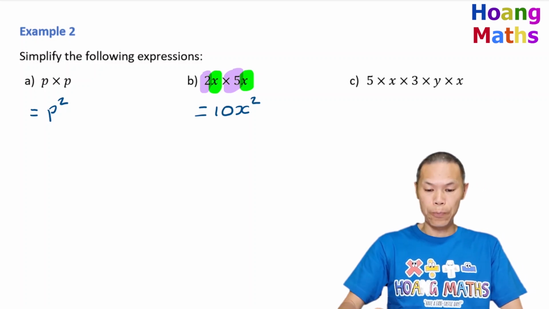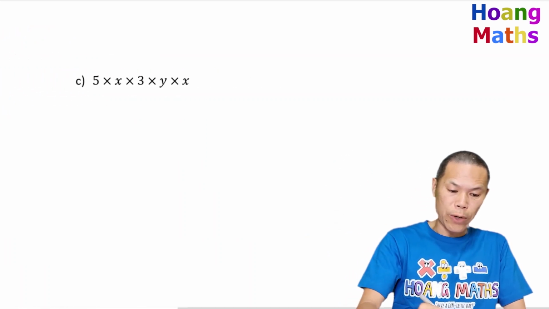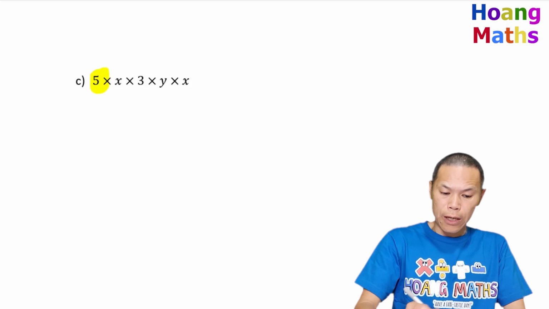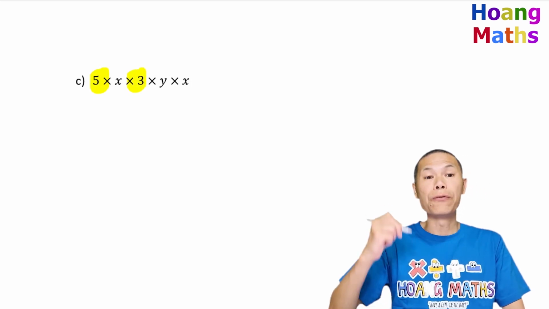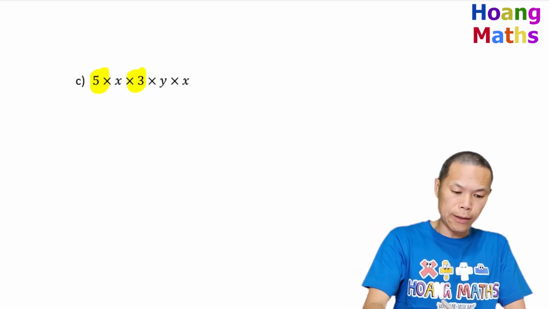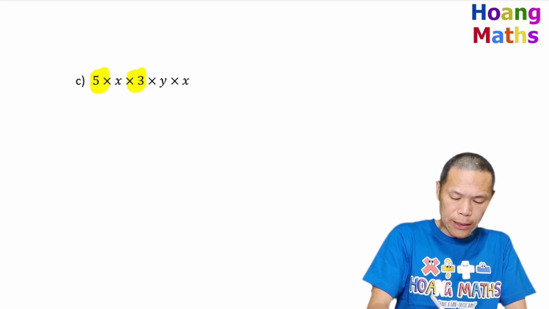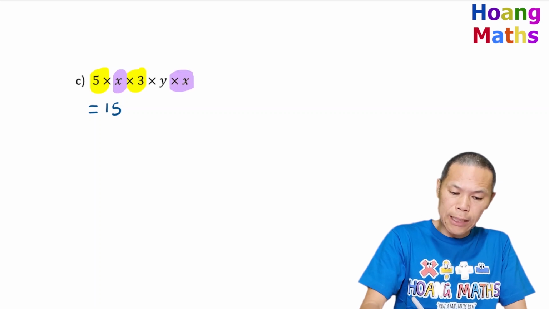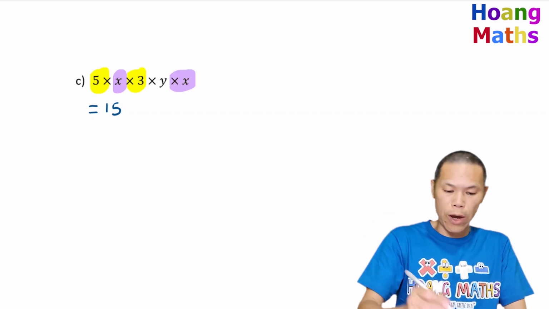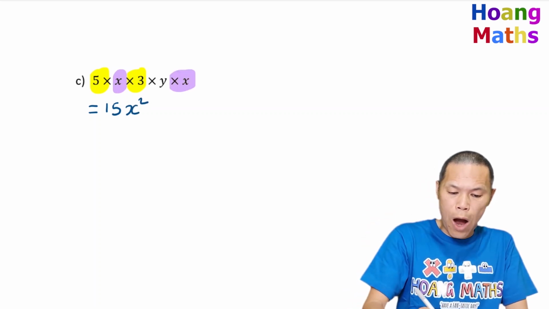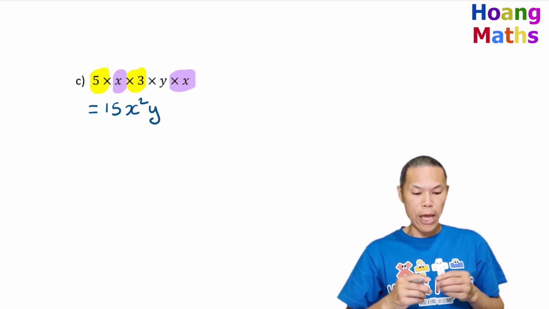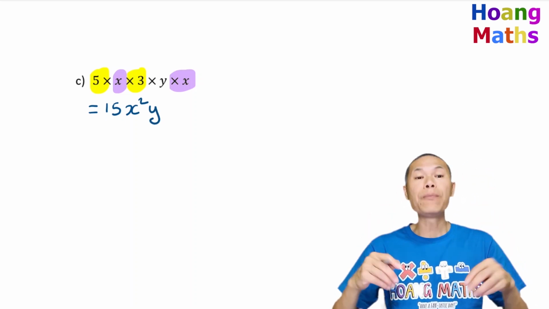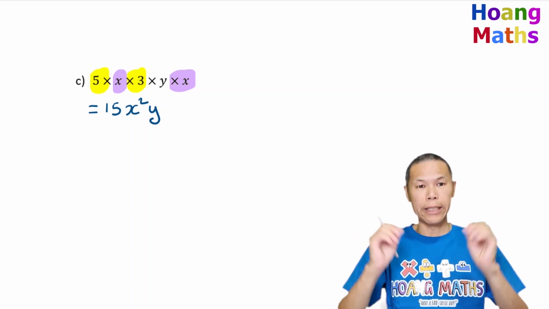So there you go. Part C, we have 5, we times 3. So 5 times 3 is 15. So the answer is 15. Now we deal with letters. So X times X, we have X squared first. And then Y, so X squared times Y. So the answer is 15X squared Y. Keep that in mind.